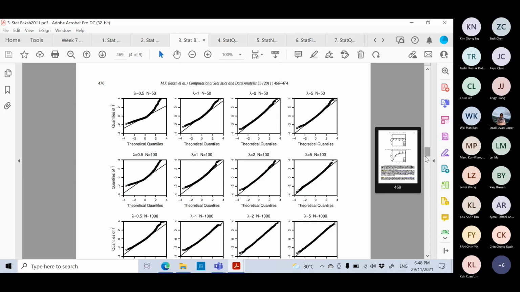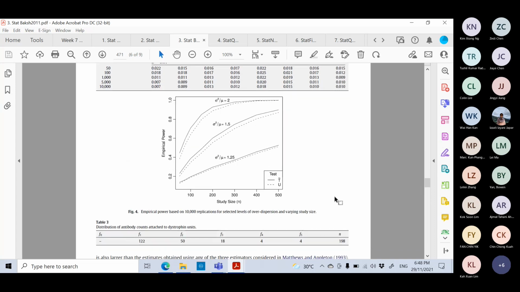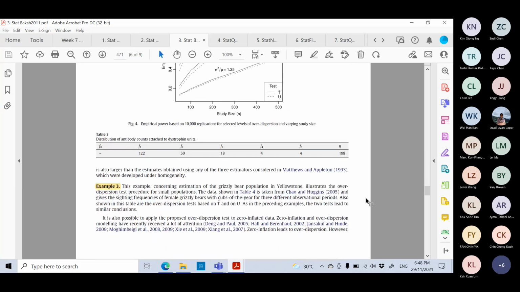Similarly, for the third one. Okay, the third example will be given here. Okay, for the third example, they also use different data. The data is from Chen and Huygens in the year 2005, and then they compare their hypothesis test with the other tests. Okay, so they also show that the two tests lead to a similar conclusion.